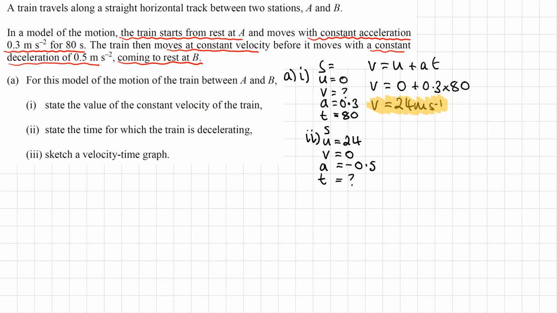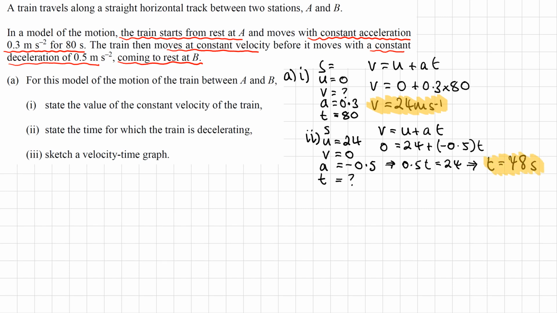So that's V equals U plus AT again. V is 0, U is 24, A is negative 0.5, that gets multiplied by T. So that's 0.5 T is equal to 24. If I multiply both sides by 2, I'll get T is equal to 48. That's 24 times 2, and that's 48 seconds. So that's the second part of Part A done.